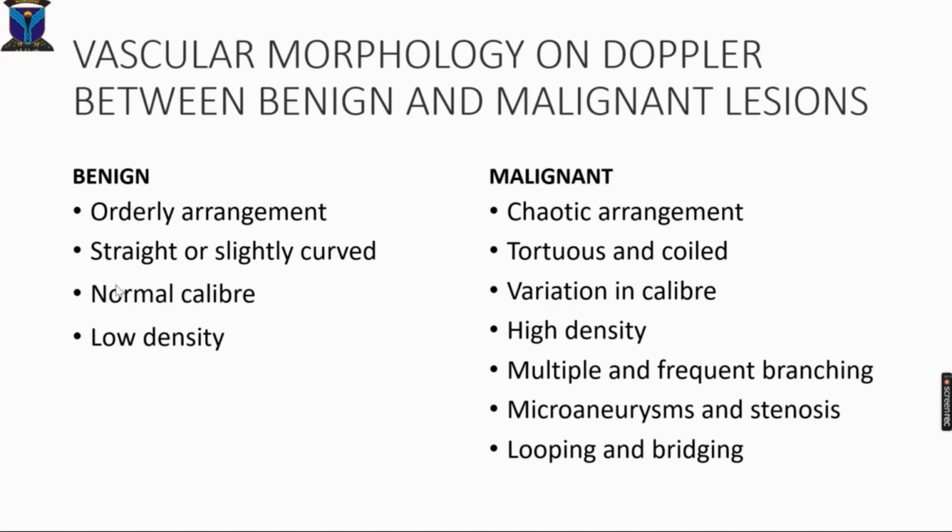In benign lesions, the caliber of the vessels is normal, while there are variations in caliber in malignant lesions. The vessel density is low in benign lesions, while it is high in malignant lesions. In addition, in malignant lesions, the vessels are multiple and show frequent branching. Microaneurysm and stenosis are also seen in malignant lesions, and looping and bridging are also common features. Understanding of the Doppler morphology between benign and malignant lesions is depicted in this slide.